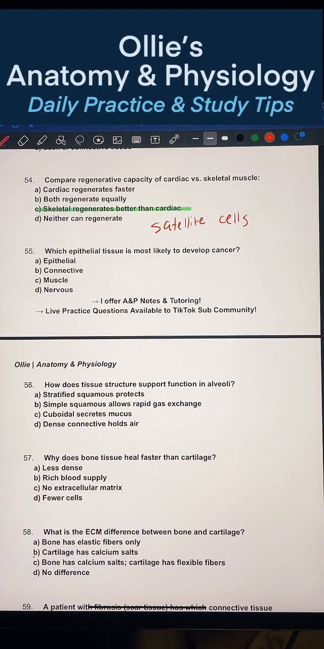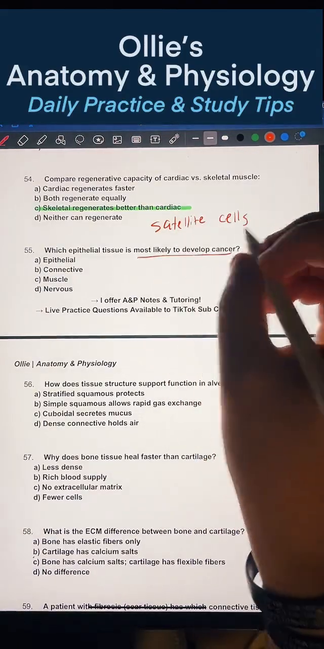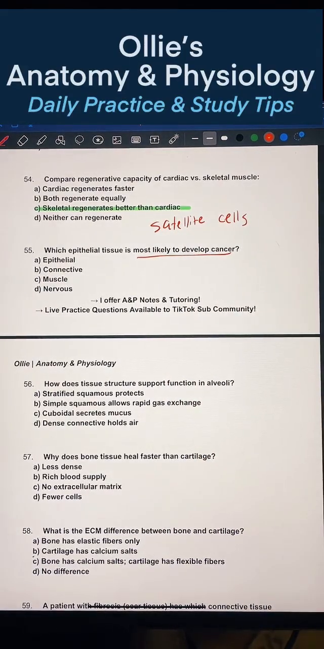Number 55, which epithelial tissue is most likely to develop cancer? Let's think about why. Which epithelial tissue is most likely to develop cancer and why? A, B, C, or D? For number 55, A, B, C, or D. I'll give you a moment to answer.